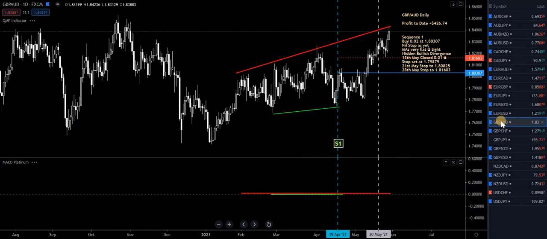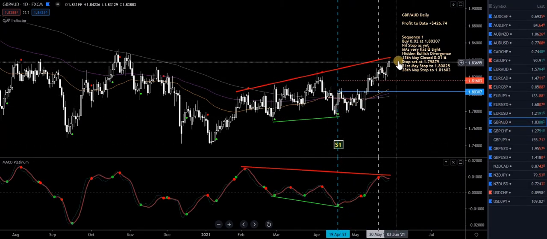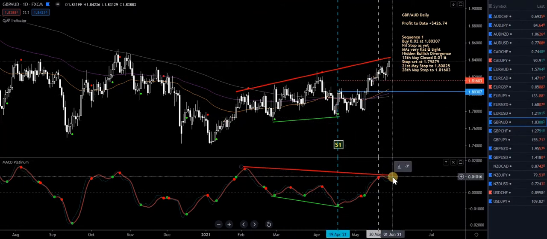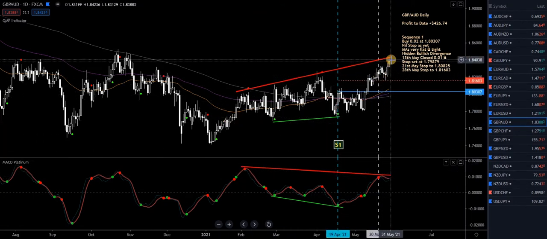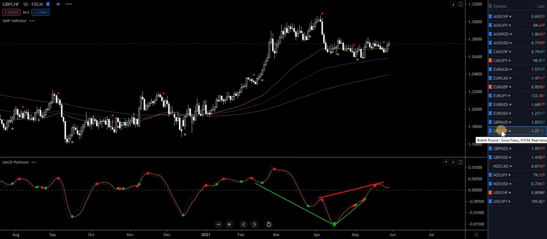Pound Aussie in a buy trade here, going nice. Got in here based on the hidden bullish divergence. In the meantime, price is heading up. MACD Platinum struggling to keep up with price. So start drawing the trend lines in, looking for potential regular bearish divergence. Closed half, locked in profit, tighten the stop right up. So going okay on there. Pound Swiss.